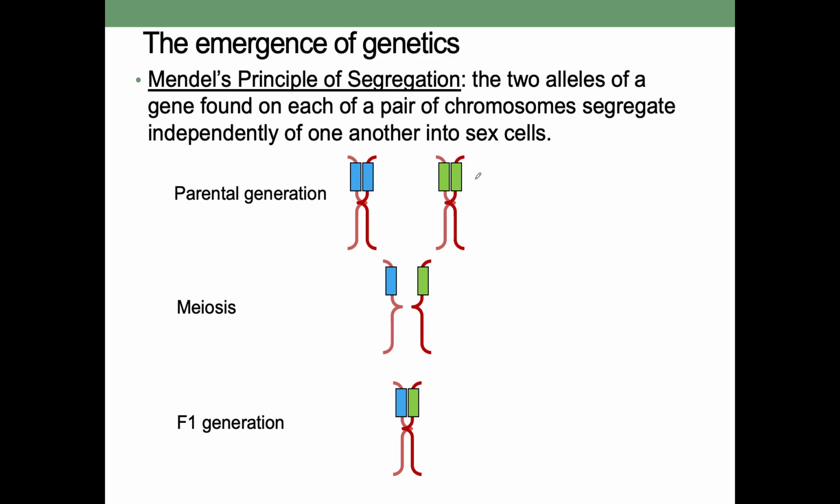If each parent was heterozygous, right, like if there was a blue and a green on each of them, then their gametes could have any one of those, right? Each gamete, each egg produced on the maternal side could have a blue or a green allele. Each sperm on the paternal side could have either a blue or a green allele.